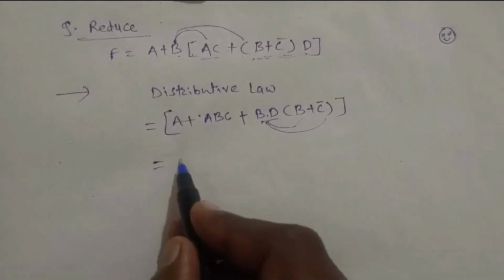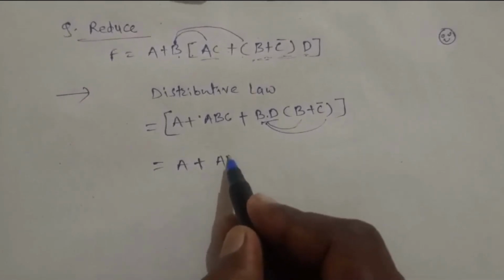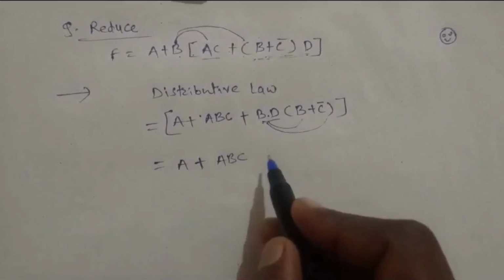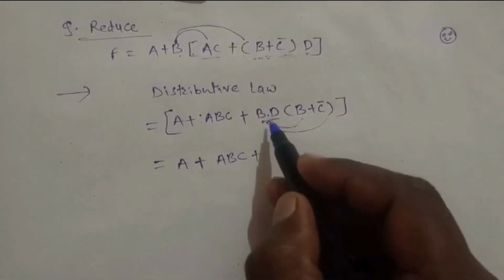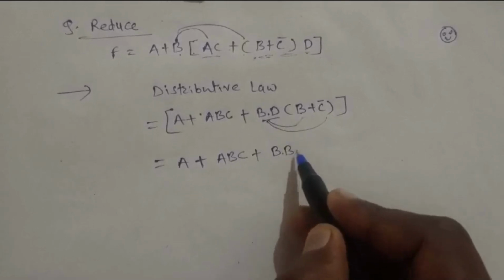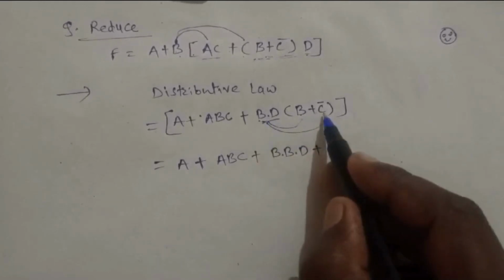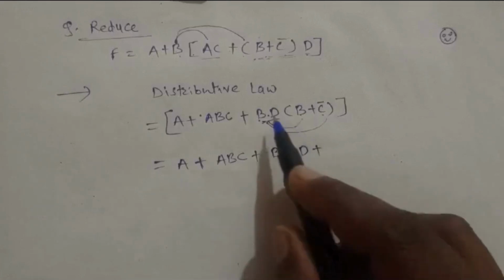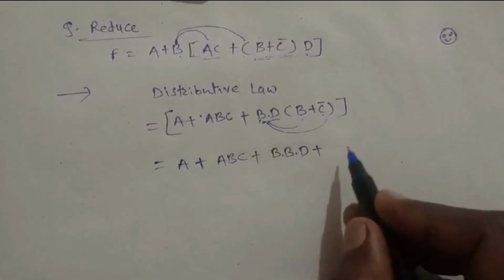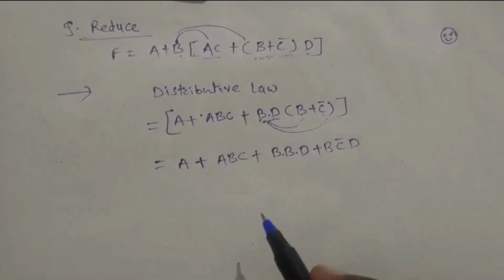Now the next stage, we can apply the distributive law for this too. See here what will happen. There are very simple stages here. A as it is, plus ABC as it is, plus BD, and this B will be B into D, plus this will be B C bar and this D. We can write it as BD C bar also, and B C bar and D also.